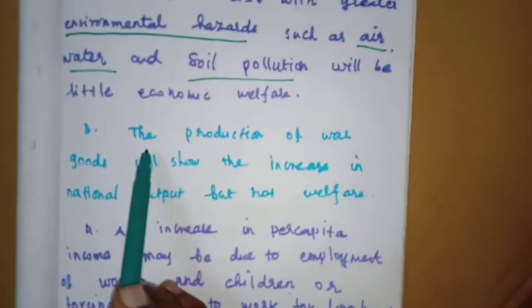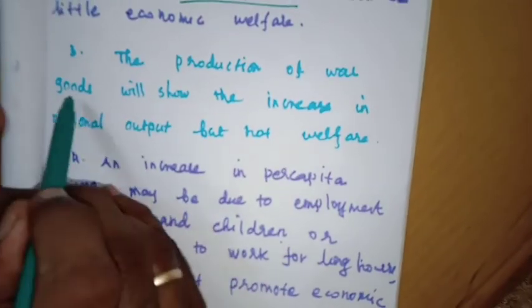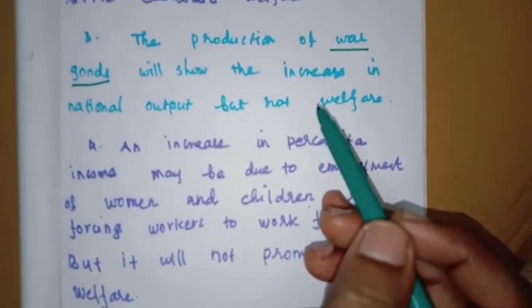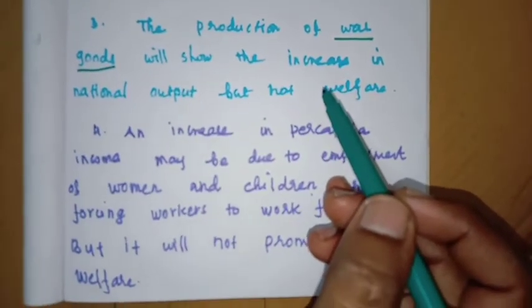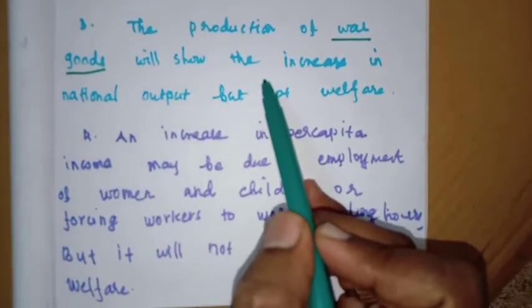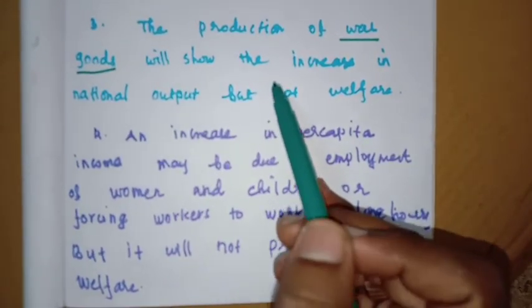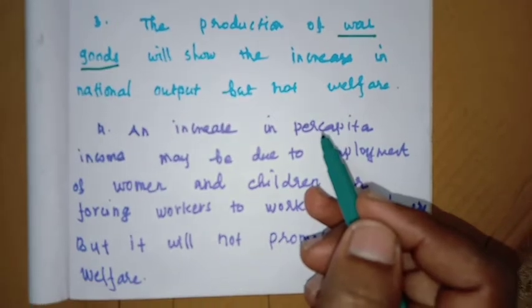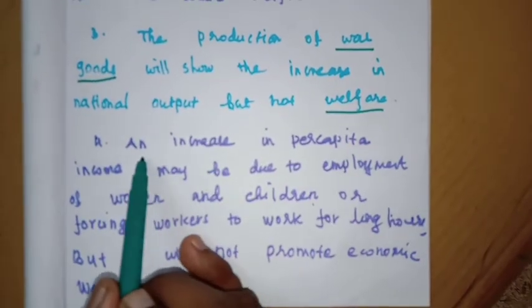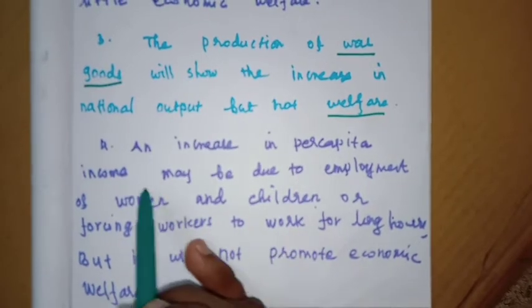The third point is the production of war goods. War goods means satellites, recent weapons, advanced technology. When we give importance to war goods, we will show an increase in the output of a particular country, but we are not giving importance to welfare.